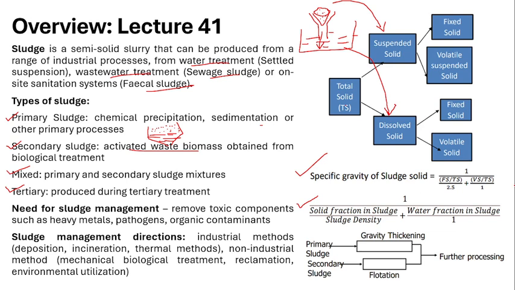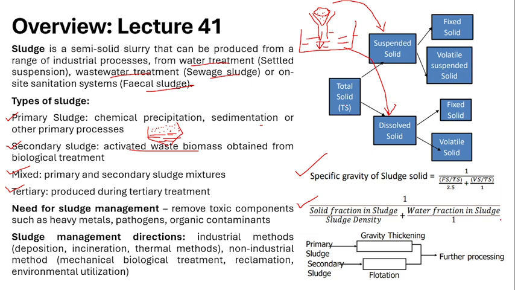The next formula: the specific gravity of the sludge can also be obtained by using this formula, which is 1 divided by the solid fraction of the sludge, where the solid fraction is the dry mass of the solid, divided by the solid density. Sometimes it is unknown; usually it is around 2.5. Sometimes it is unknown and we have to find it. Plus the water fraction in sludge, meaning how much percentage of moisture is there in our sludge, divided by the water density.